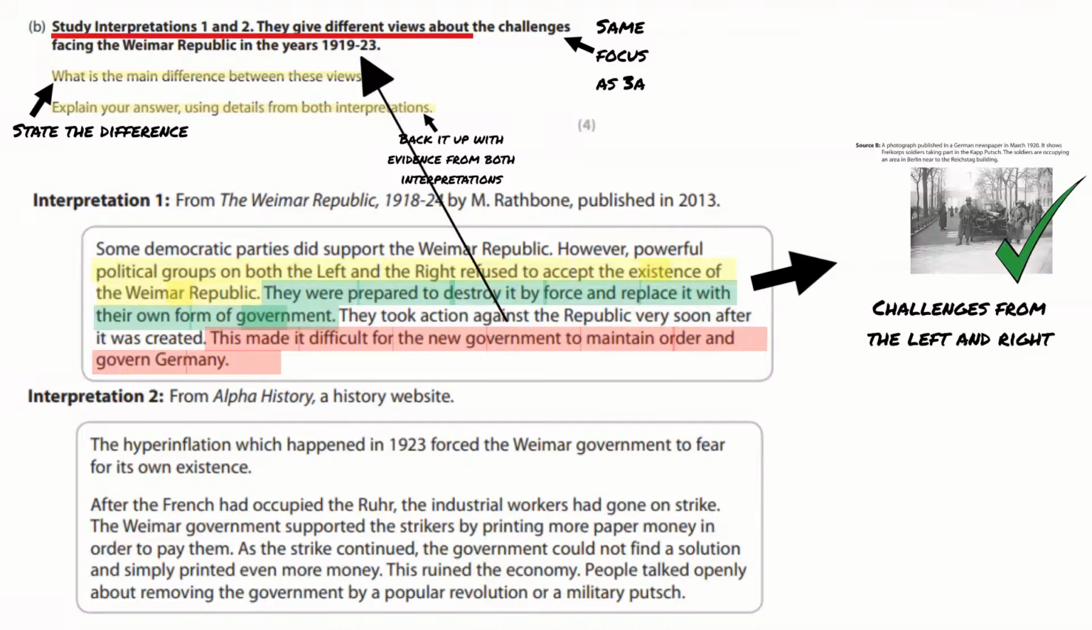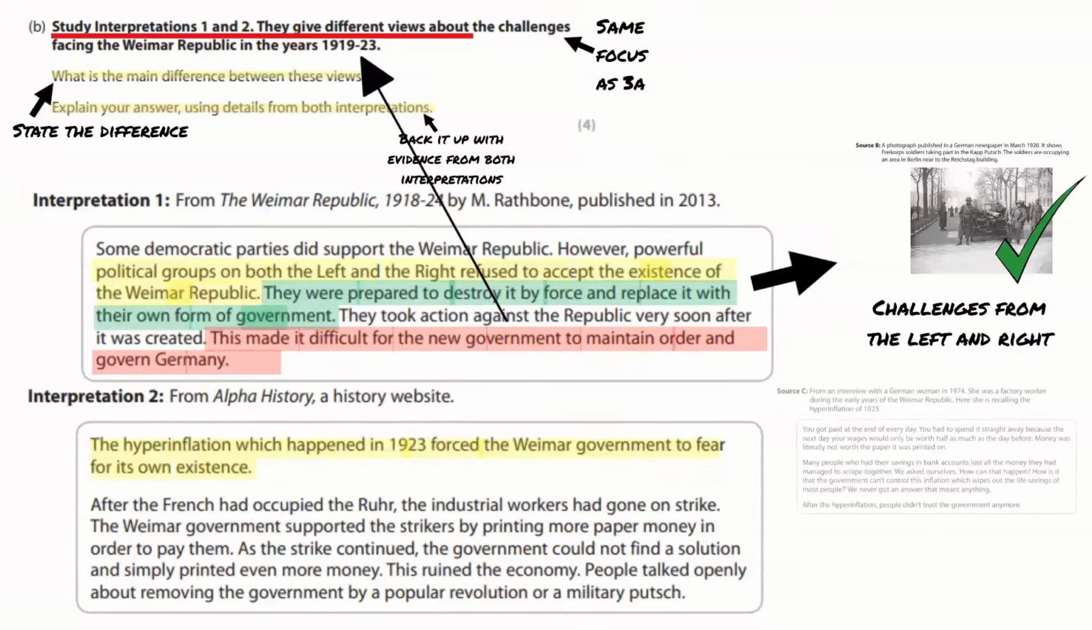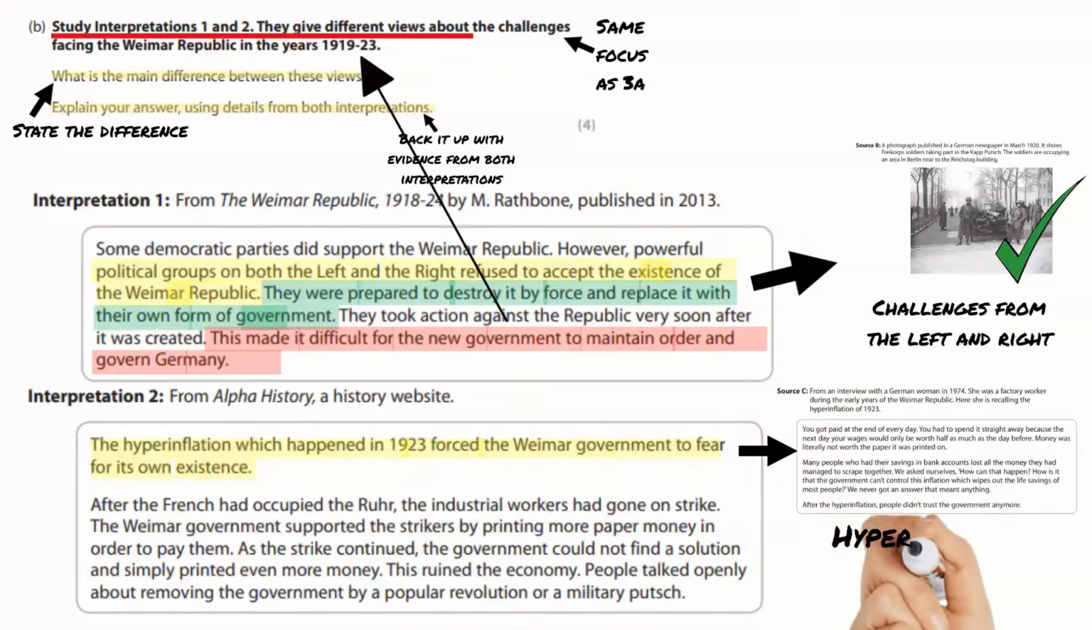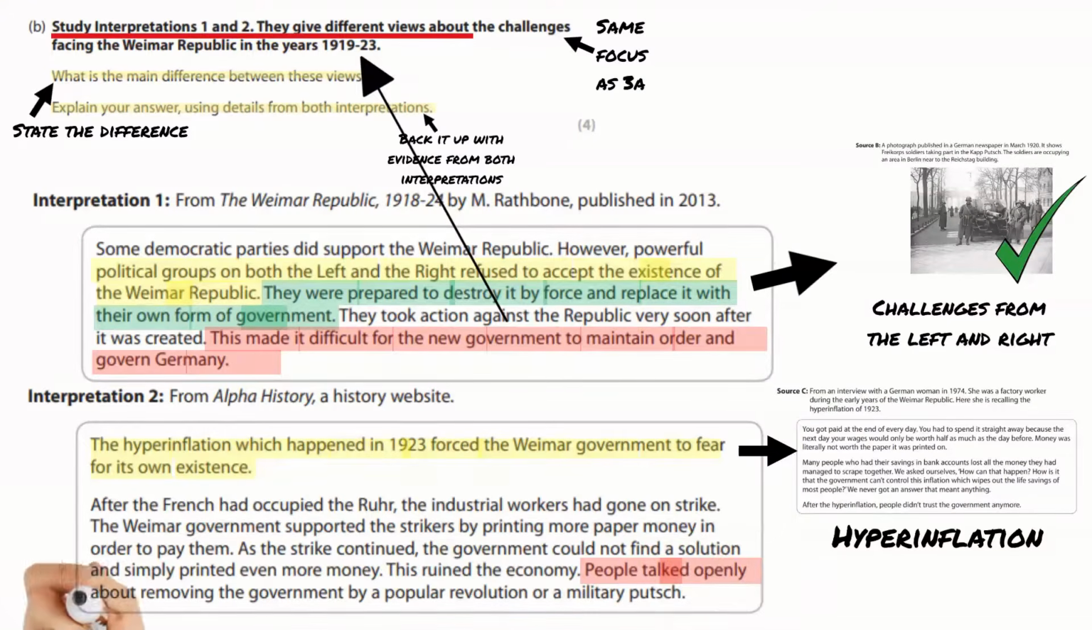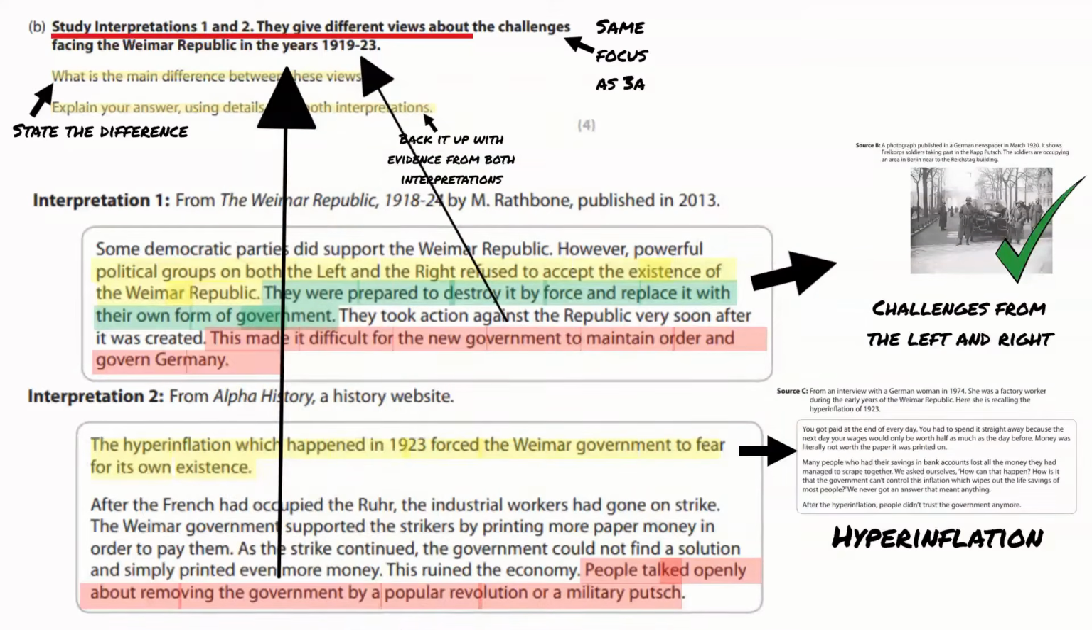This time, the very first sentence makes it clear what this interpretation is going to be about. It says, the hyperinflation which happened in 1923 forced the Weimar government to fear for its own existence. So this interpretation is going to be about hyperinflation, which links to source C. There's a bit of description of the events, but the final sentence confirms how interpretation 2 focuses on the inquiry when it says, people talked openly about removing the government by a popular revolution or military putsch. So we've got our clear difference.